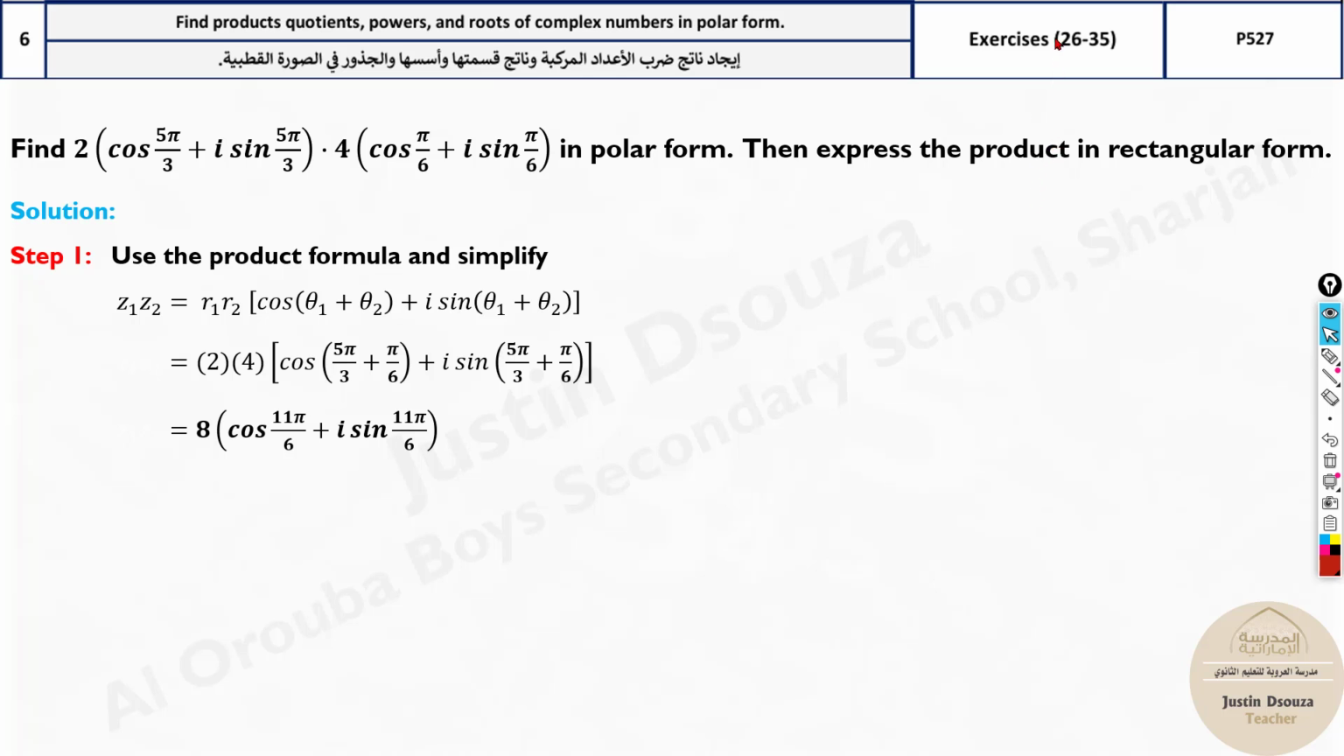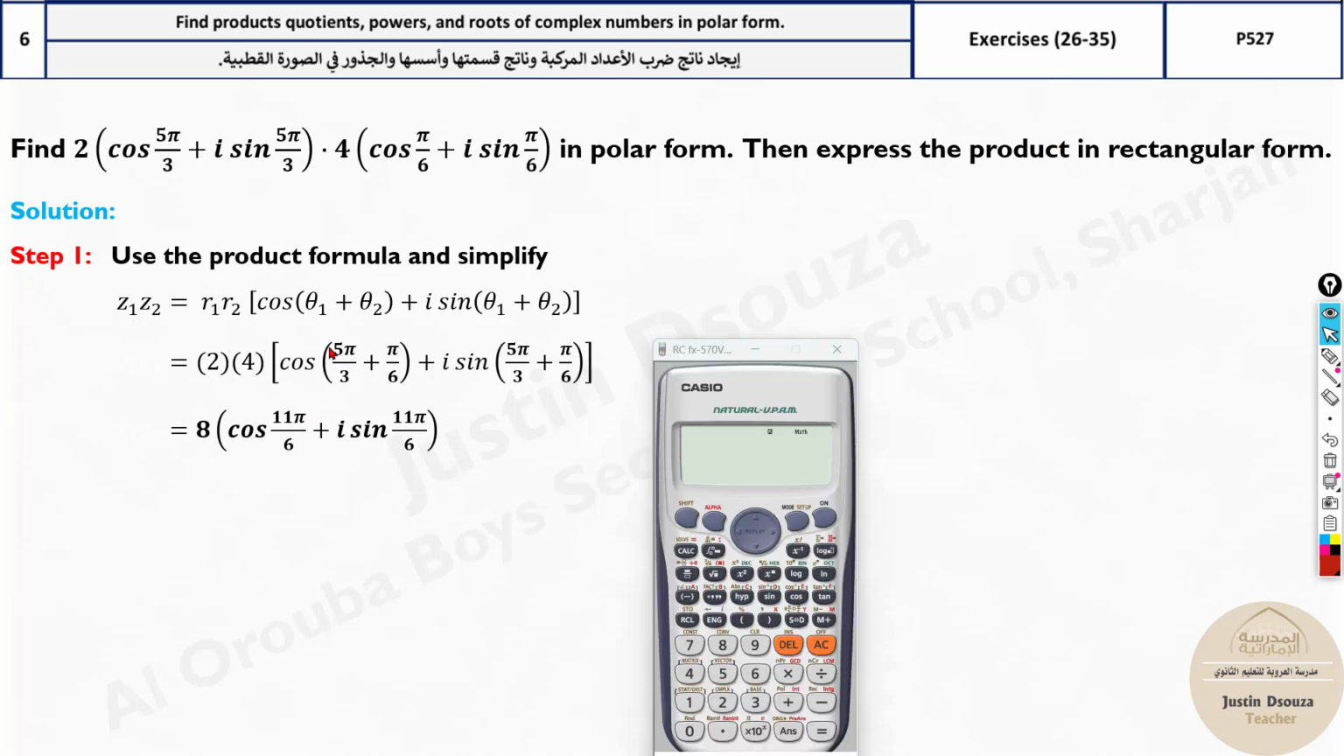Let us do it in the calculator. Once the polar form is done, if you're thinking how to solve this, just write it as it is: 5 pi by 3 plus pi by 6. Over here it's pi divided by 6. The theta for both, the cos and sine, is the same. So if you do it once, it's enough. This is the answer for both.